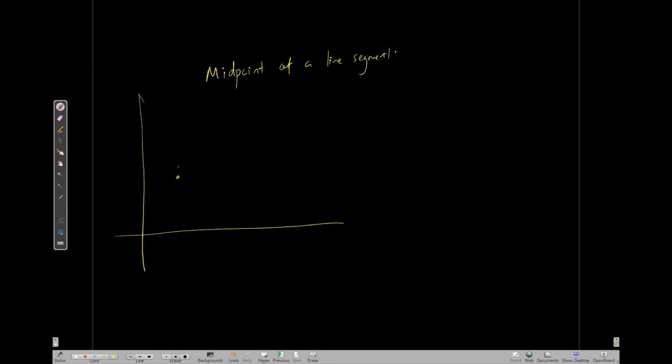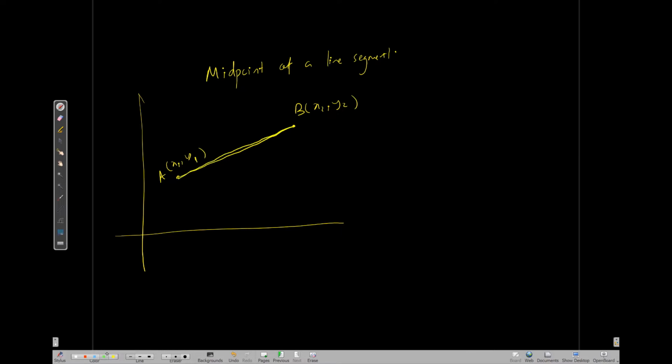Today we are going to talk about the midpoint of a line segment. Now again, let me put two points in our first quadrant. Again, it doesn't have to necessarily be in the first quadrant, but just because it's easy to do and show you the proof, I'm putting these two in the first quadrant. So let's take this line segment.